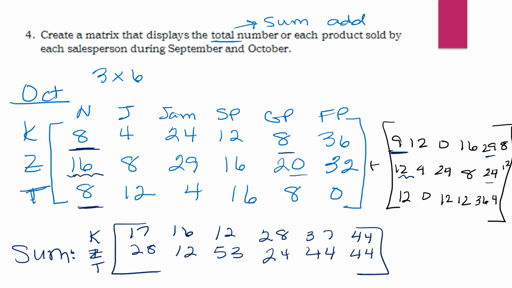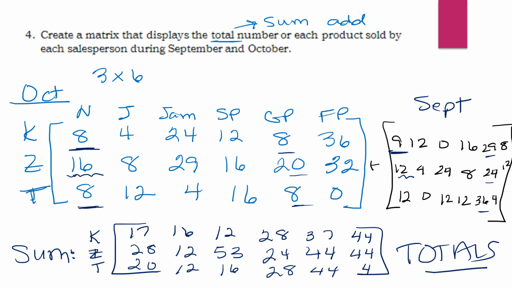And we're on our last guy, Troy. 8 and 12 is 20 for the nuts. 12 and 0 is 12 for the jerky. 12 and 4 is 16 for the jam. 12 and 16 is 16 for snack pack. 28 for gift pack. Gift pack is 8 and 36, which is 44, and he ended up only selling 4 of the family packs. So that's the sum of the September and the October sales for each person.